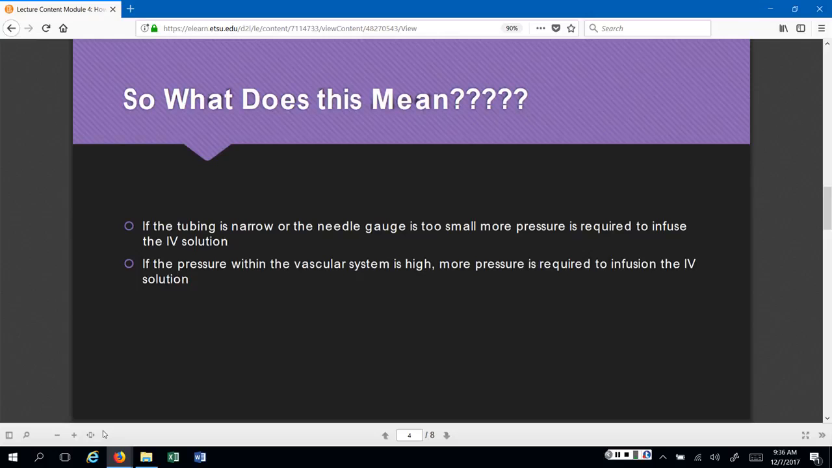You can really tell a huge difference if you're infusing using one of these medication balls or bulbs and you're trying to infuse through a narrow needle, because it will cause your infusion to go slower, because you can't really up the pressure on that ball or bulb. However, with a pump, you can. So that's one of the things you need to take into consideration depending on what environment you are in as far as administering the infusion. If the pressure within the vascular system is high, more pressure is required to infuse the IV therapy.